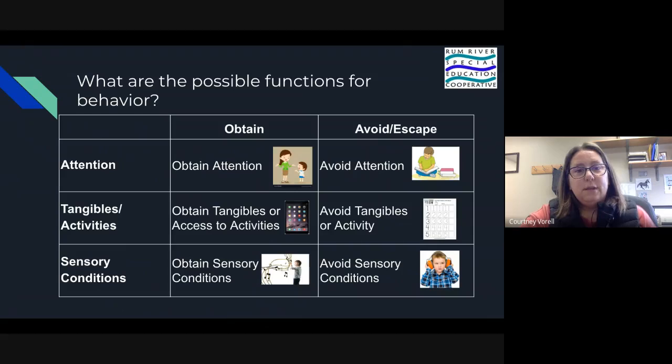Another function might be that they're avoiding or escaping tangibles or activities. And this is often the case with a particular activity, like a subject or a school assignment that they don't like. And that could be for a variety of reasons. Maybe they just plain don't like it. It could be that they've had negative experiences in the past with it. They haven't felt successful with it yet. And so they just prefer not to do it.